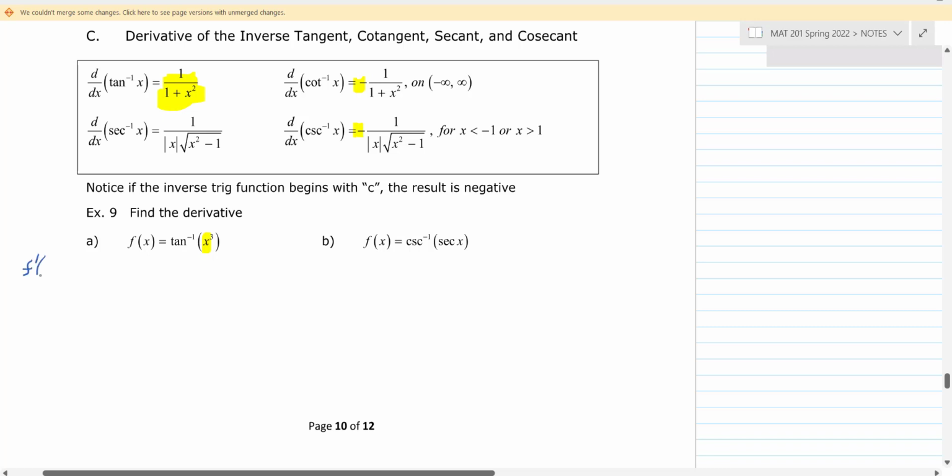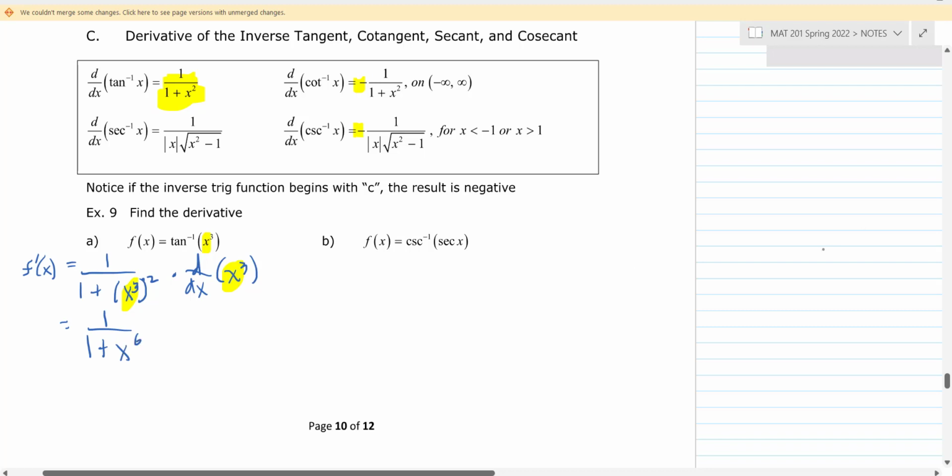So f prime of x, just follow what the formula tells you to do. It's 1 over 1 plus the something squared, and that something is the function inside. Then don't forget we're doing the chain rule. So we've got x to the third in there, and then we're going to multiply by the derivative of the part inside. So it's important to see what I'm doing with that inside part. This will be 1 over 1 plus x to the 6th.